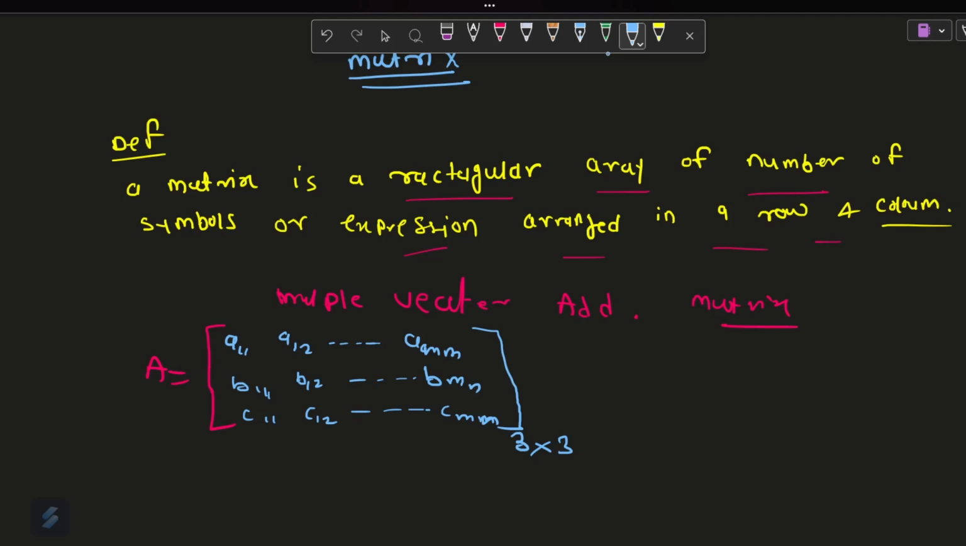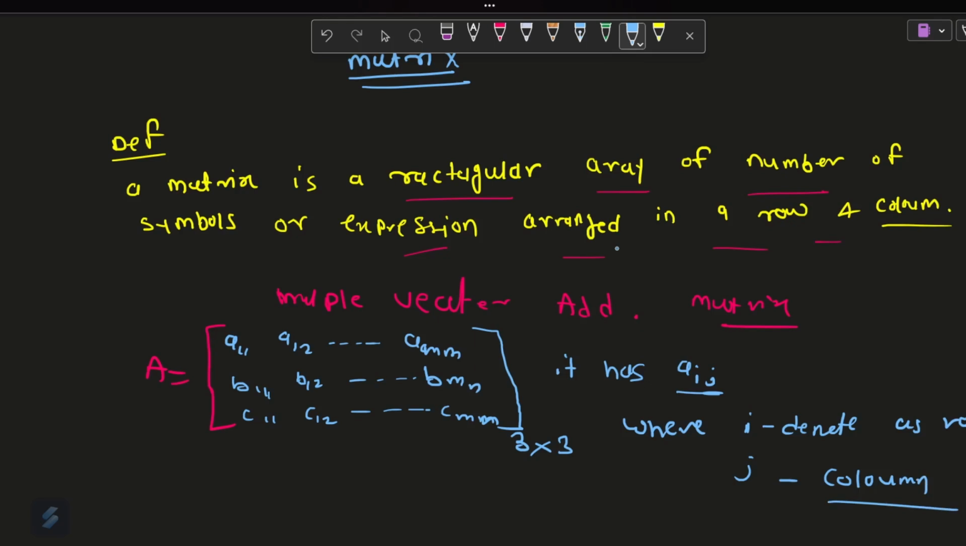It is represented by the element IJ, where I denotes the row and J denotes the column. This is the simple form of matrix and its notation.